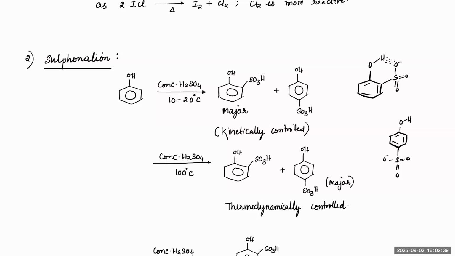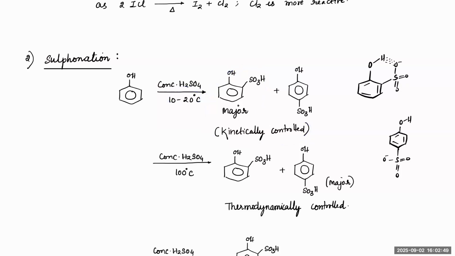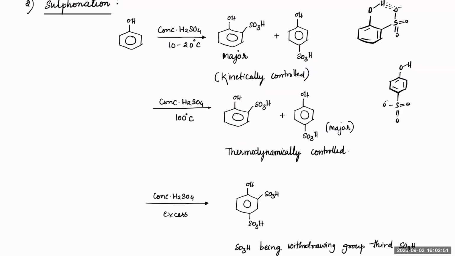A route where the more stable product is forming is called a thermodynamically controlled reaction. Now you can see that at a lower temperature, this is the major product as it is kinetically controlled.